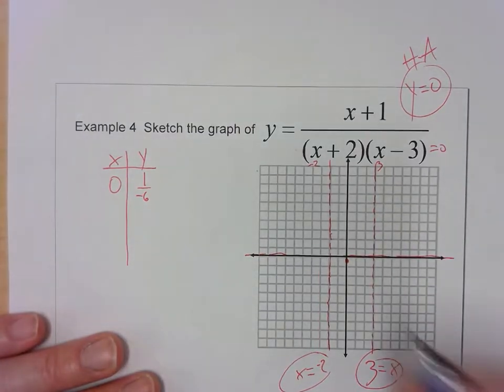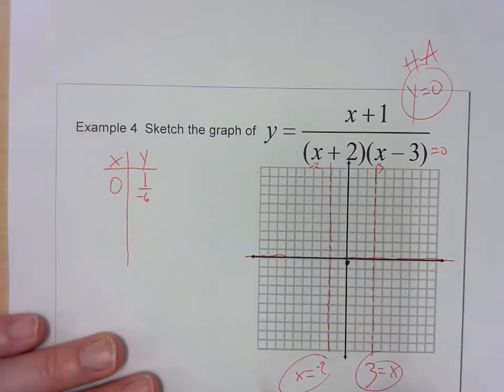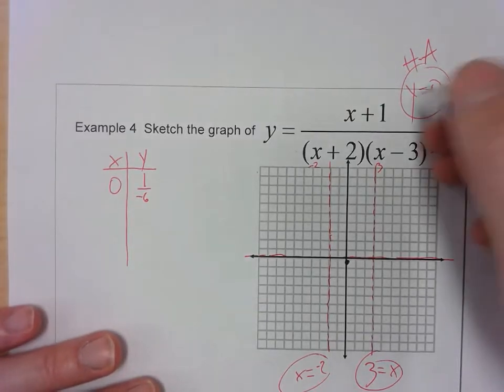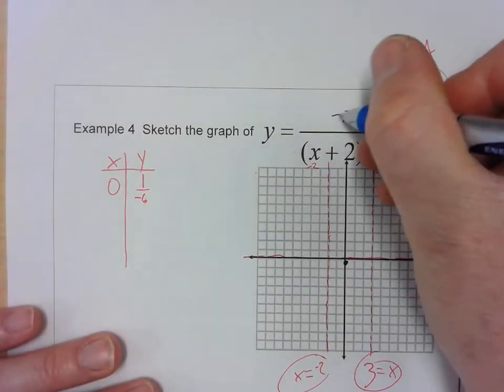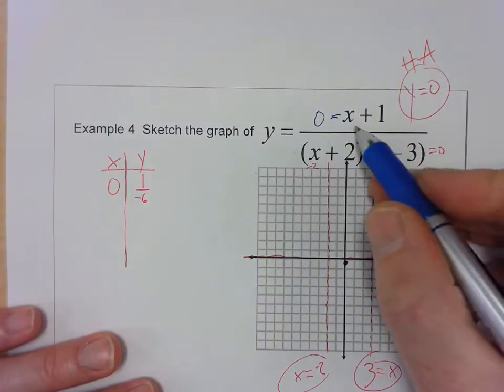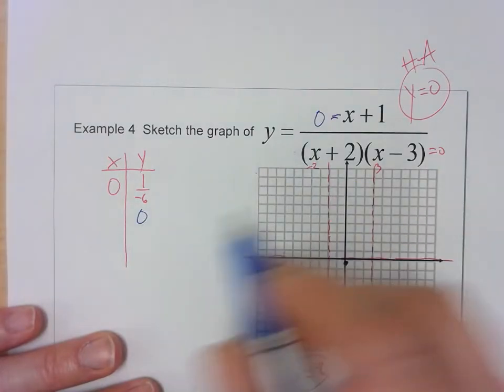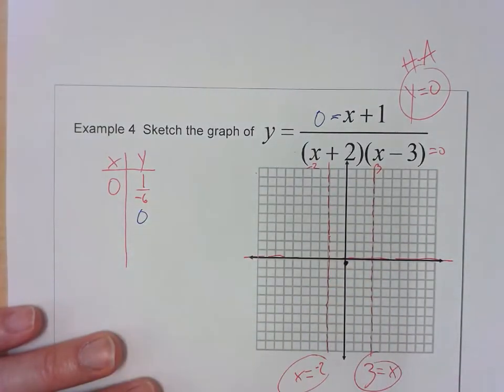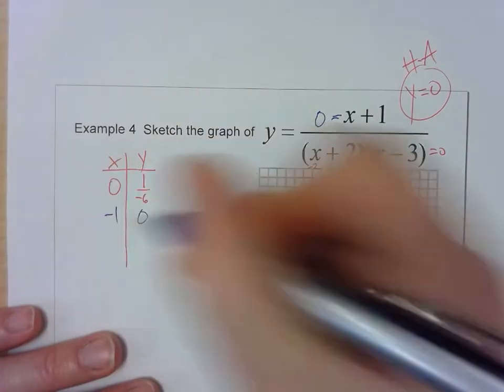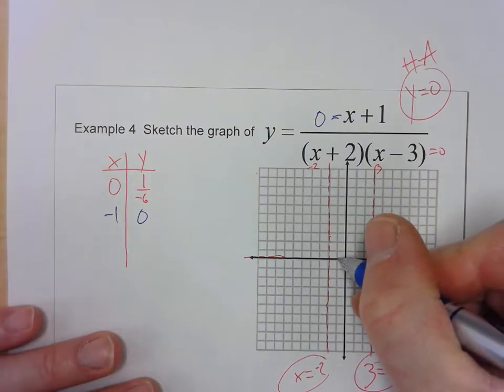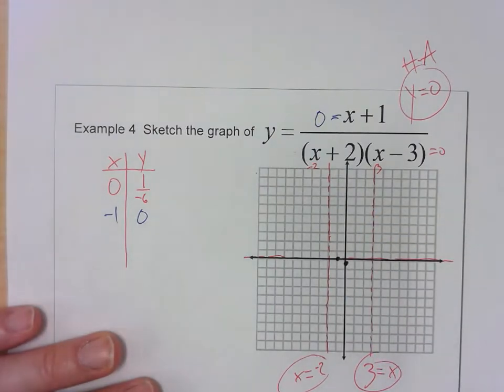I'm going to switch over to blue. Let's put my points in blue. Now, I'm going to set the top of the equation equal to 0, the numerator set equal to 0, because that's going to be where the whole fraction's equal to 0. So that would be like making y equal to 0, because that's going to be the x-intercept, and then that would be negative 1. So negative 1, 0 is another point.